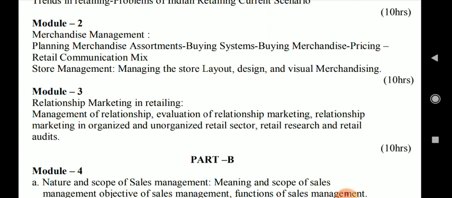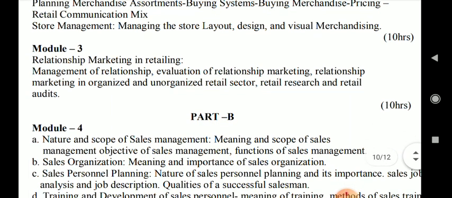Then store management. In retail, when we are talking about a physical store, that is a brick and mortar store, conventional traditional store, it is important to manage the store also, its appearance, its layout, its design, how does it look, that is visual merchandising. How do you stock your products? You have the products in a godown, but you cannot arrange the items just like in a godown. You have to arrange it in an attractive way. So that is what we are going to study in store management.